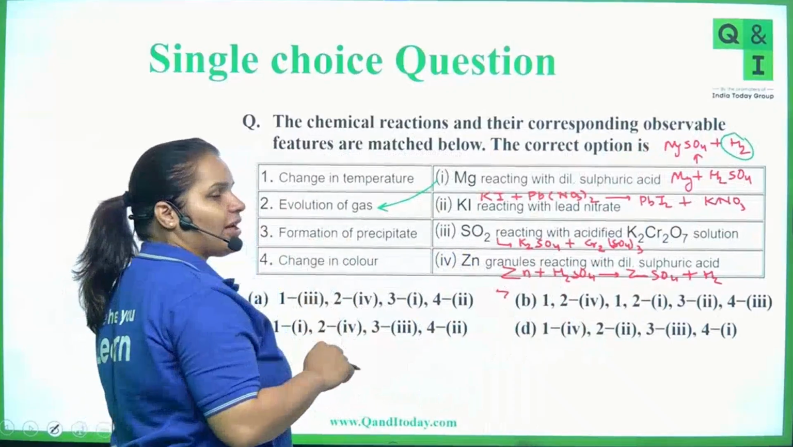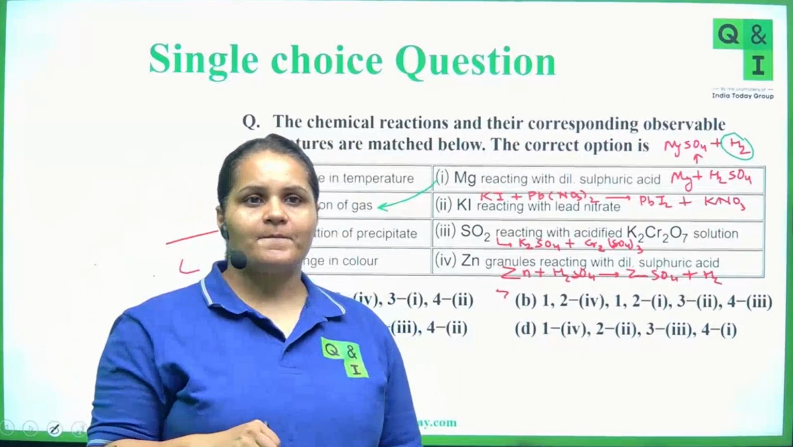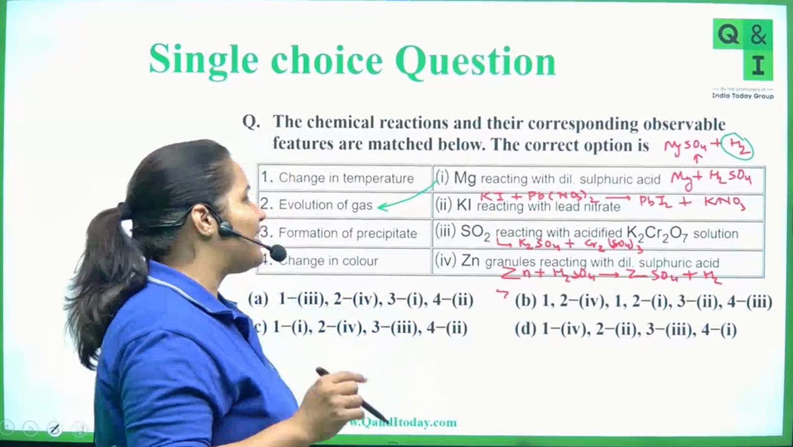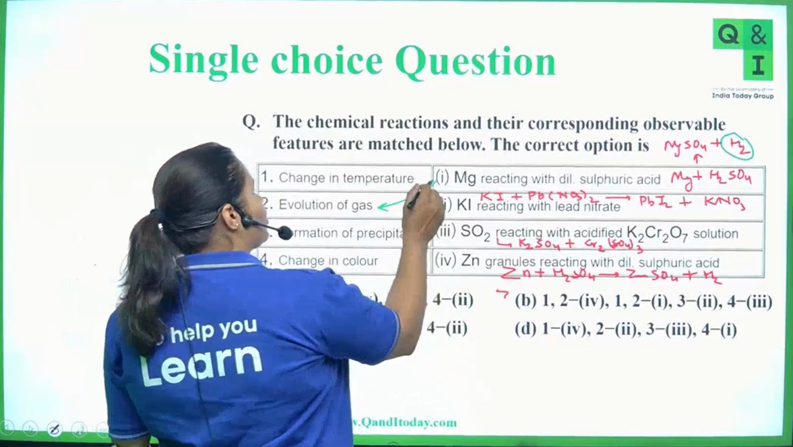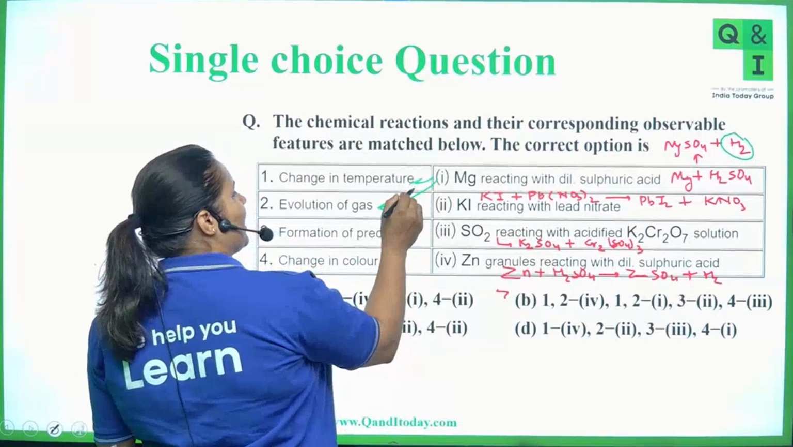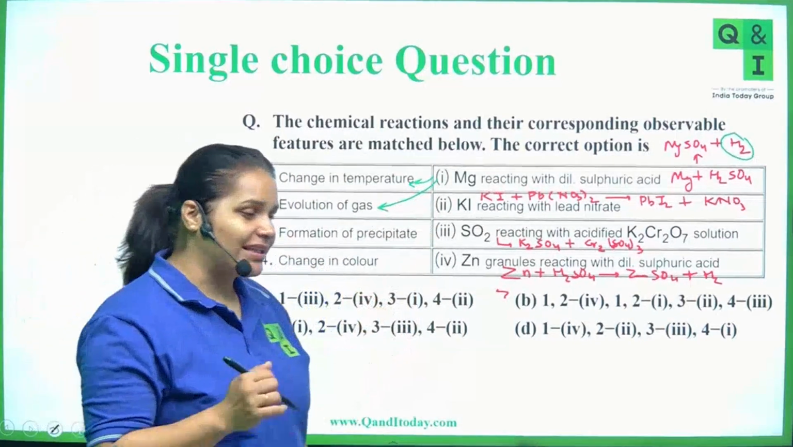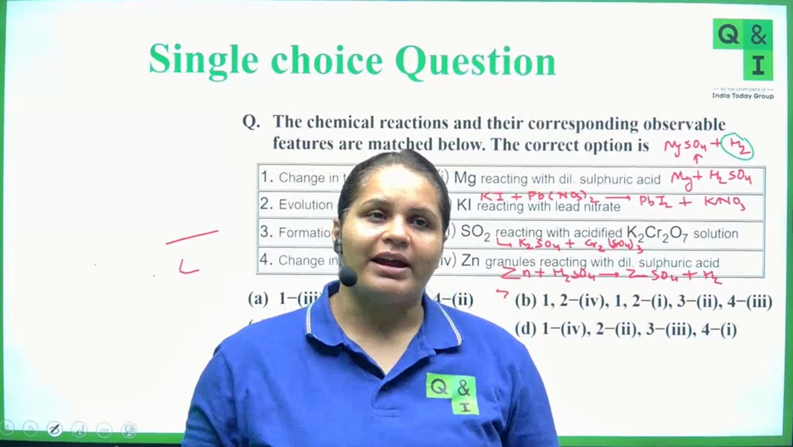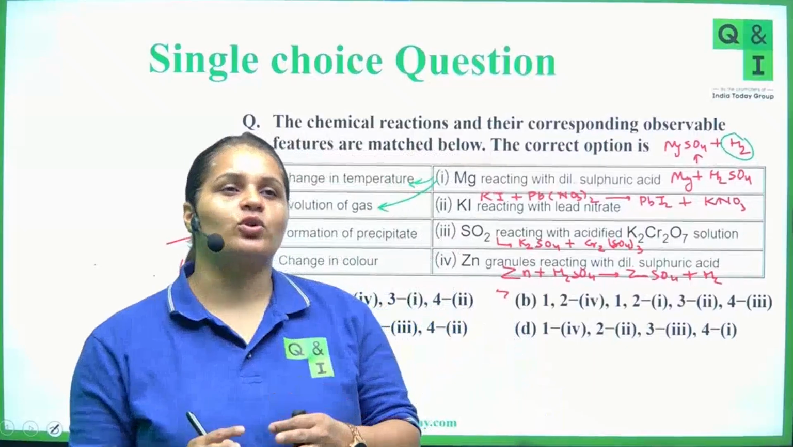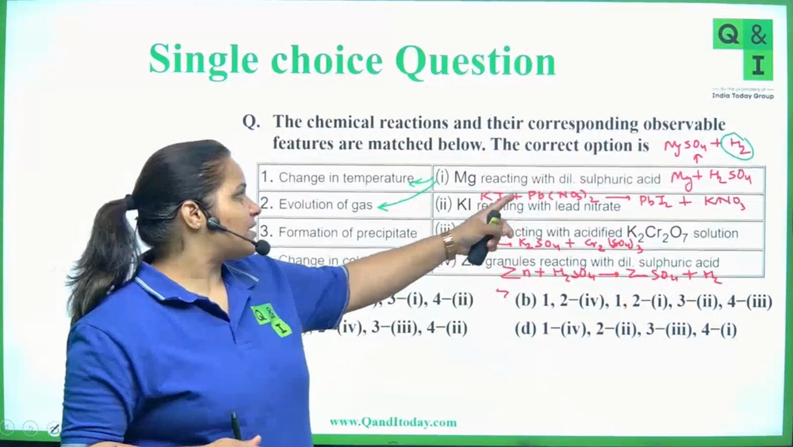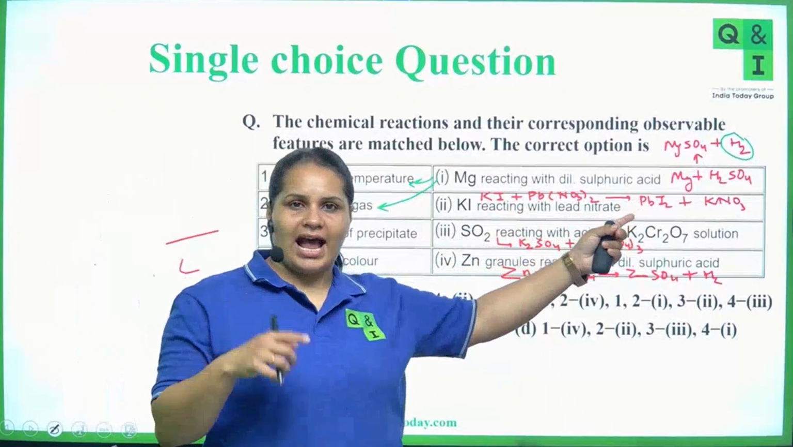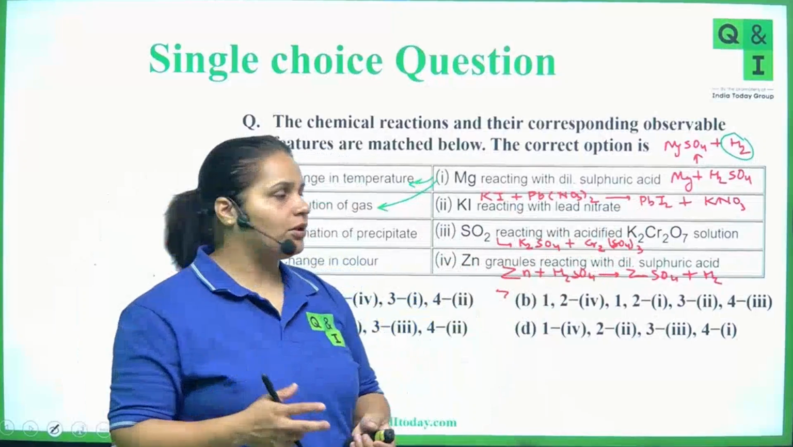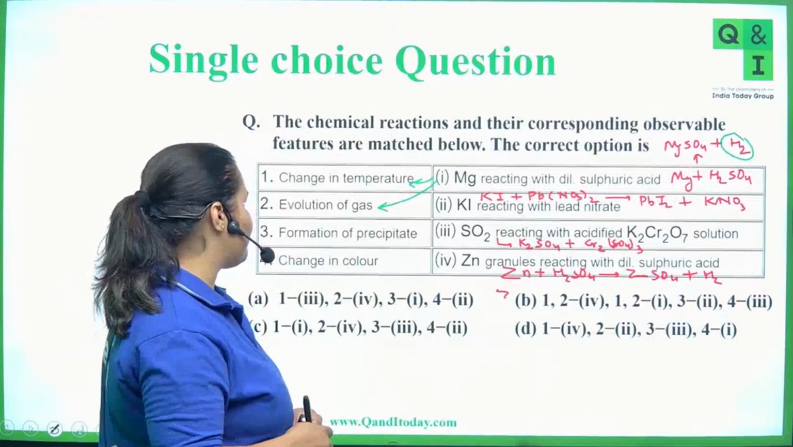So is there any change in temperature? Yes, ma'am, I think so. Whenever metals react with acids, there is a rise in temperature. Basically, that is an exothermic reaction. So magnesium is a metal in which you added acid, so it will be an exothermic reaction, and there will be a change in temperature.